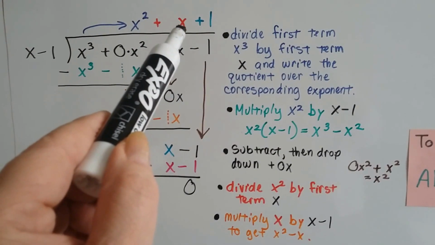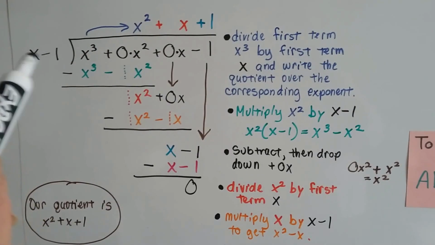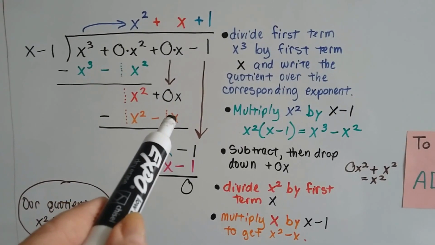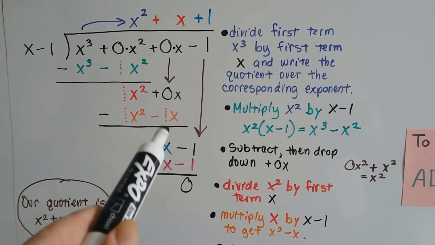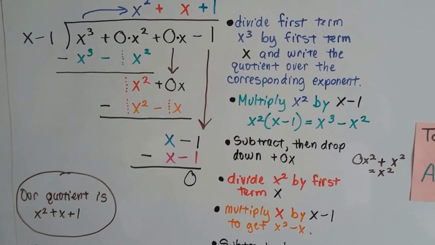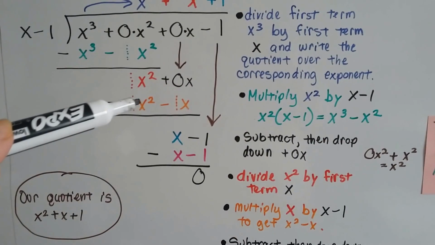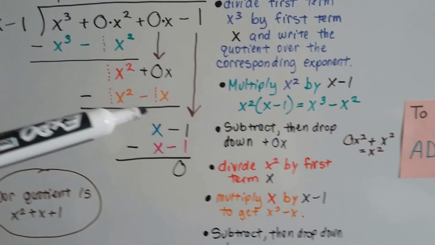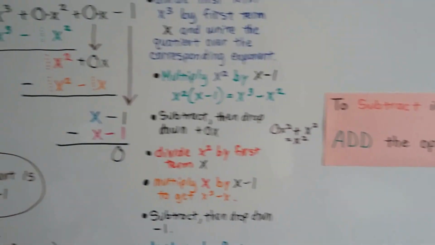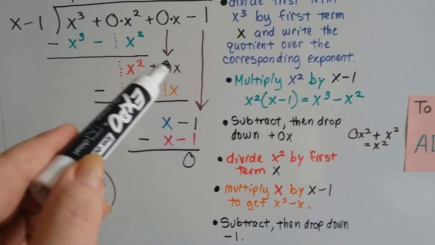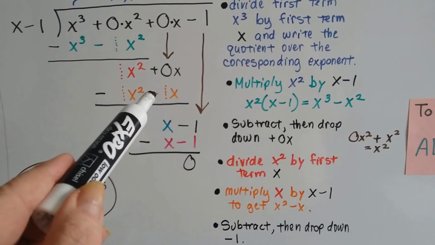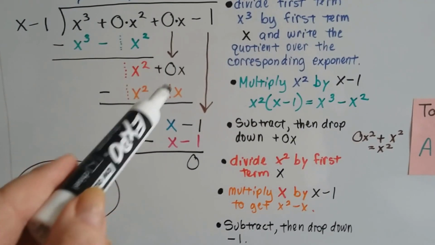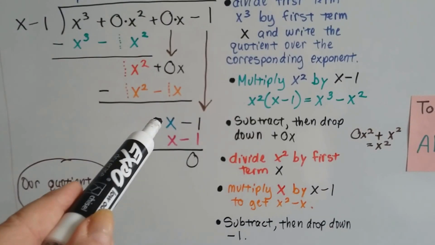We're going to multiply this red x by the x minus 1. We get x squared minus x. And we know there's an invisible 1 in front of that, right? The identity property. So now we have x squared minus x underneath here, and we're going to subtract. And again, remember, we add the opposite, okay? So if we have 0x and we add a positive x, we're going to have an x. If you have 0 and you add 1, you have 1.